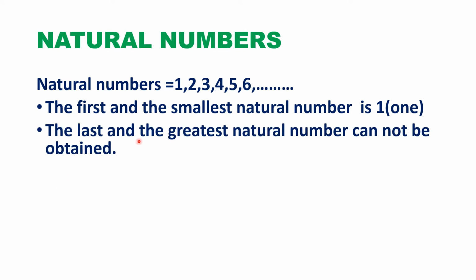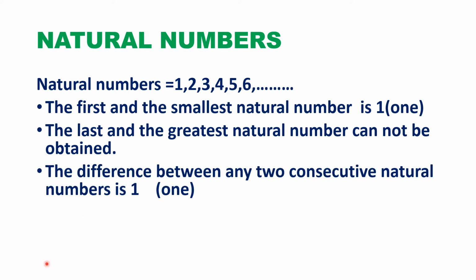The last and the greatest natural number cannot be obtained. So we don't know what will come, 1 0 0 0 0 0 0 0 0 0 0, so we cannot obtain it. So that is why we have put dots, and this can go up to infinity. So we cannot get the last natural number.